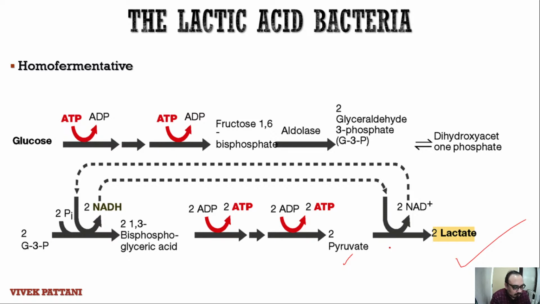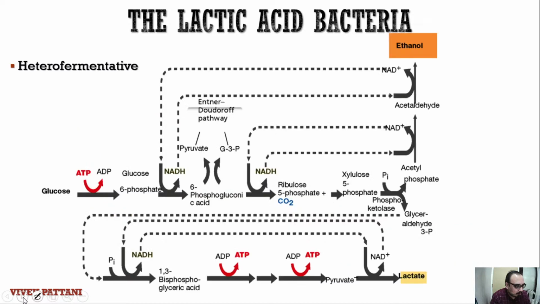Now in heterofermentative lactate fermentation, the bacteria lack some important enzymes, which leads to two different pathways. Two different pathways are involved in the production of lactic acid, but along with lactic acid, other products such as ethanol as well as carbon dioxide will also be produced at the end of the process.